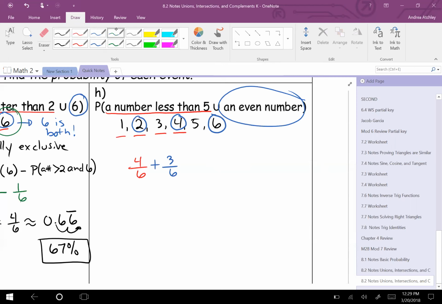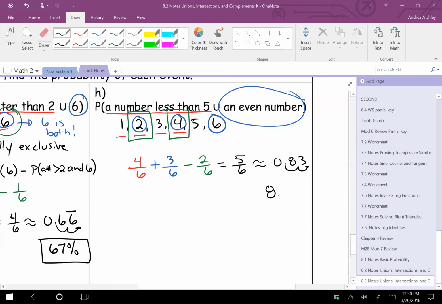Now I have to subtract the overlap, the ones that are both. 4 is both underlined and circled, and 2 is both underlined and circled. Okay, so I subtract 2 out of 6. That gives me 4 plus 3 is 7. 7 minus 2 is 5 out of 6. When I divide that, I get about 0.83. Move my decimal over to 83%. Any questions over that? We're all good?